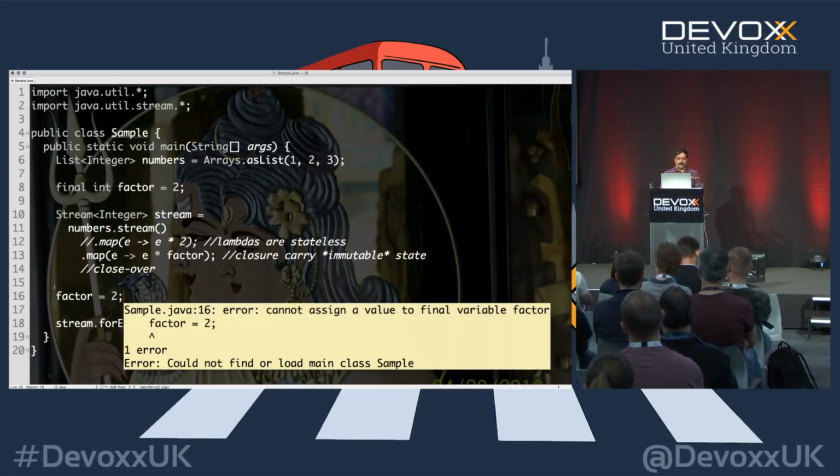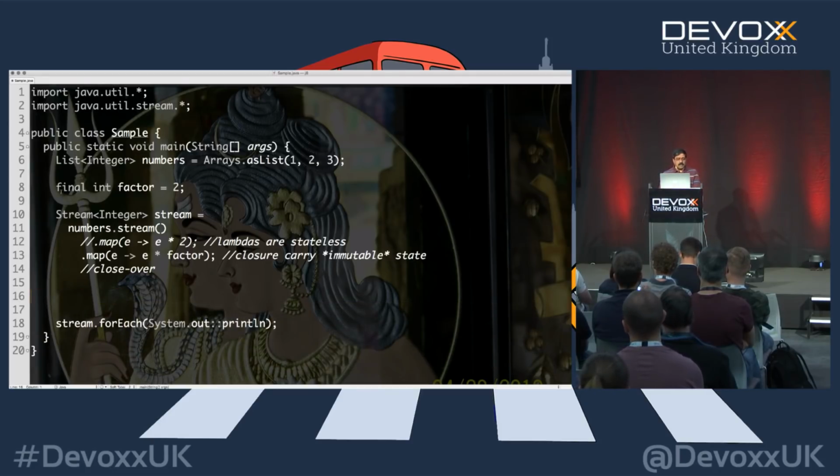Notice where I get the compilation error. Line number 16. Java says, are you serious? You're trying to modify this value. Oh, it's final, I cannot change it. Great. But I then remove the word final. This is called effectively final. Effectively final means you treated it like it's final.